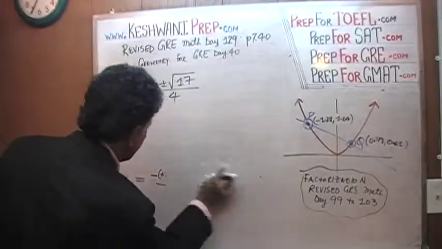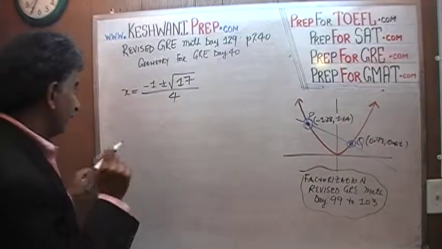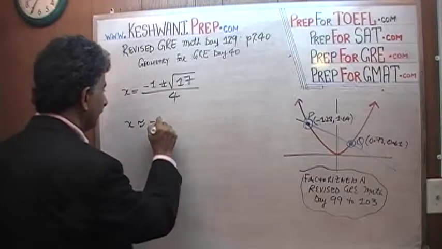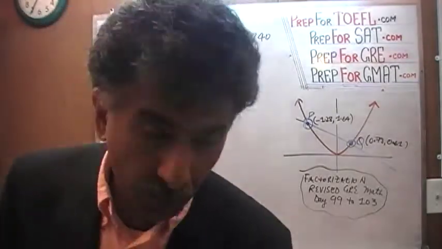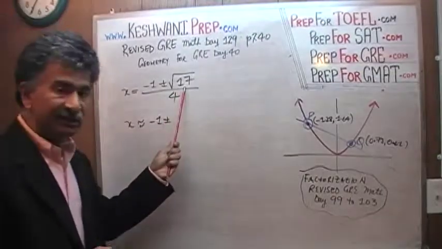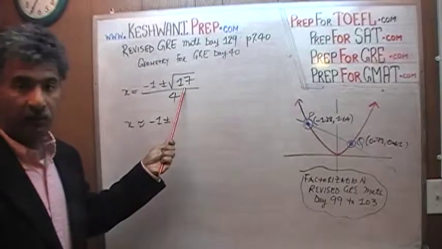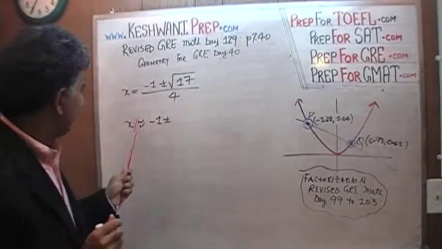Now, we can quickly approximate the answer. So I'm going to approximate the answer quickly, okay? Which means x is approximately equal to negative 1 plus or minus square root of 16. Square root of 16 is 4. This is square root of 17, which means it is slightly more than 4. I'm going to pretend that it is 16, hence the change.